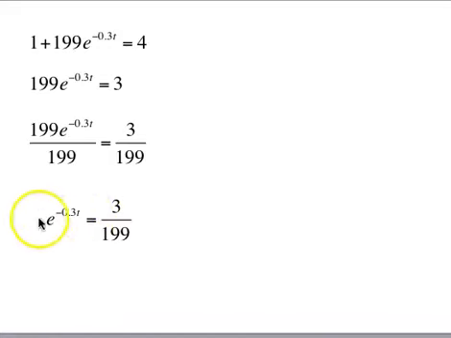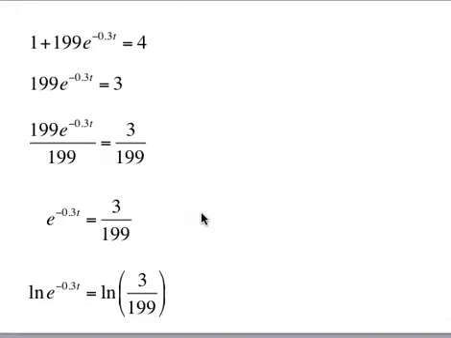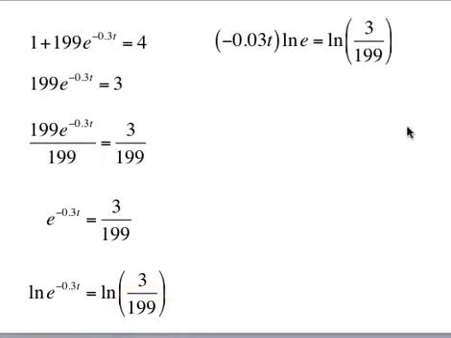Next up, take the natural logarithm of both sides. This exponent can come down front. Negative 0.3t natural log e equals natural log 3 over 199, which we could use the fact that the log of the quotient is the difference of the logs. So first off, pulling the exponent down, negative 0.3t natural log e equals log 3 over 199. Natural log e is 1. And on the right side, natural log 3 over 199, I decided to rewrite it as log 3 minus log 199. The log of the quotient is the difference of the logs.